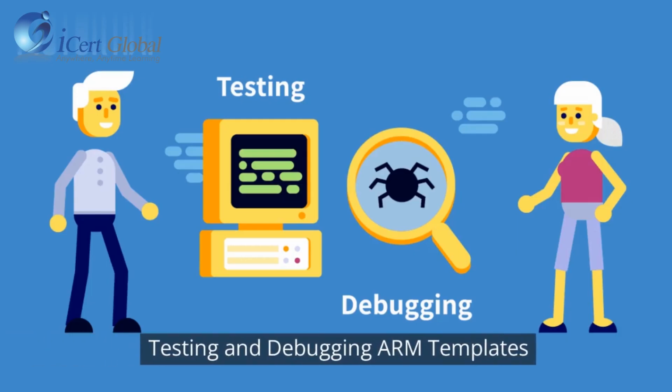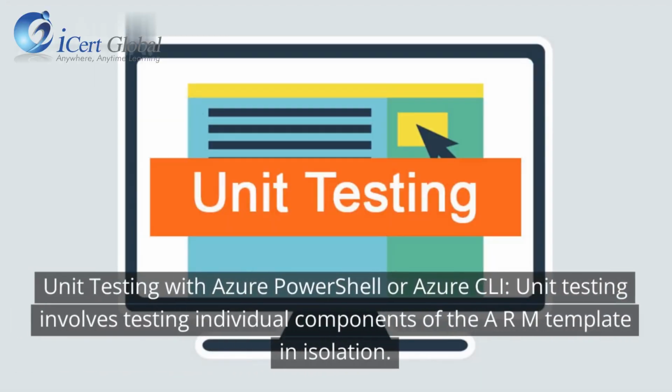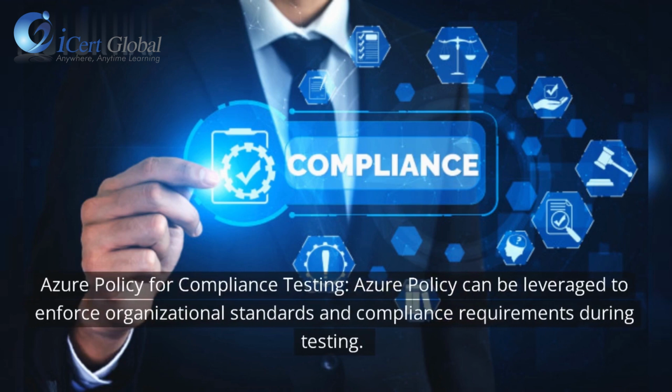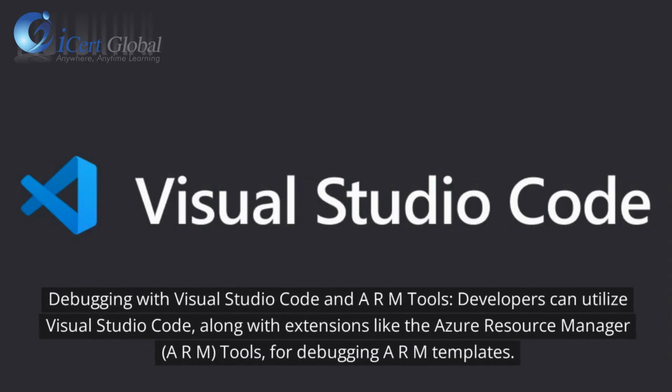Testing and debugging ARM templates. Unit testing with Azure PowerShell or Azure CLI. Unit testing involves testing individual components of the ARM template in isolation. Azure Policy for compliance testing. Azure Policy can be leveraged to enforce organizational standards and compliance requirements during testing. Debugging with Visual Studio Code and ARM tools. Developers can utilize Visual Studio Code, along with extensions like the Azure Resource Manager, ARM, tools, for debugging ARM templates.